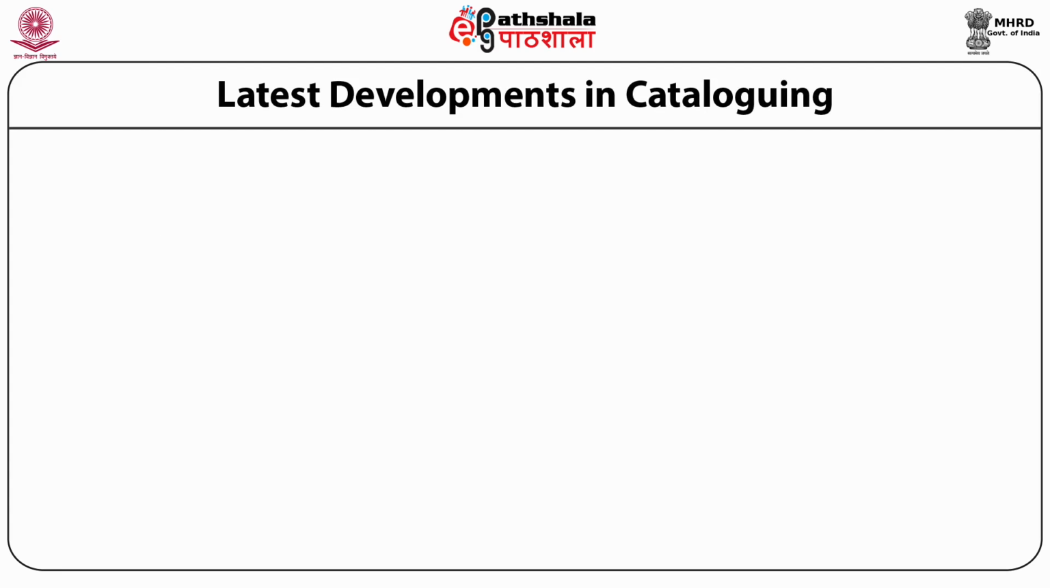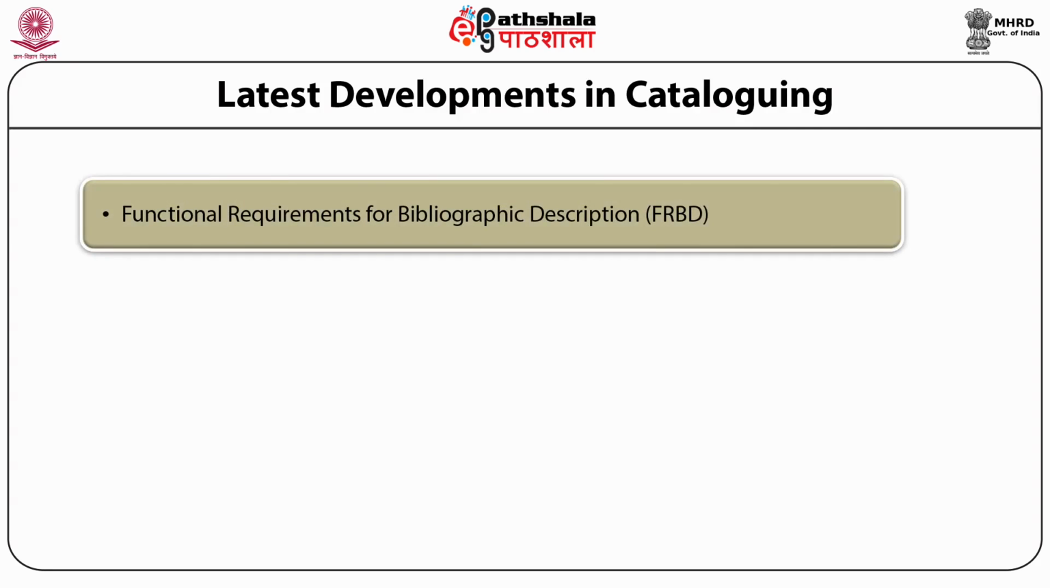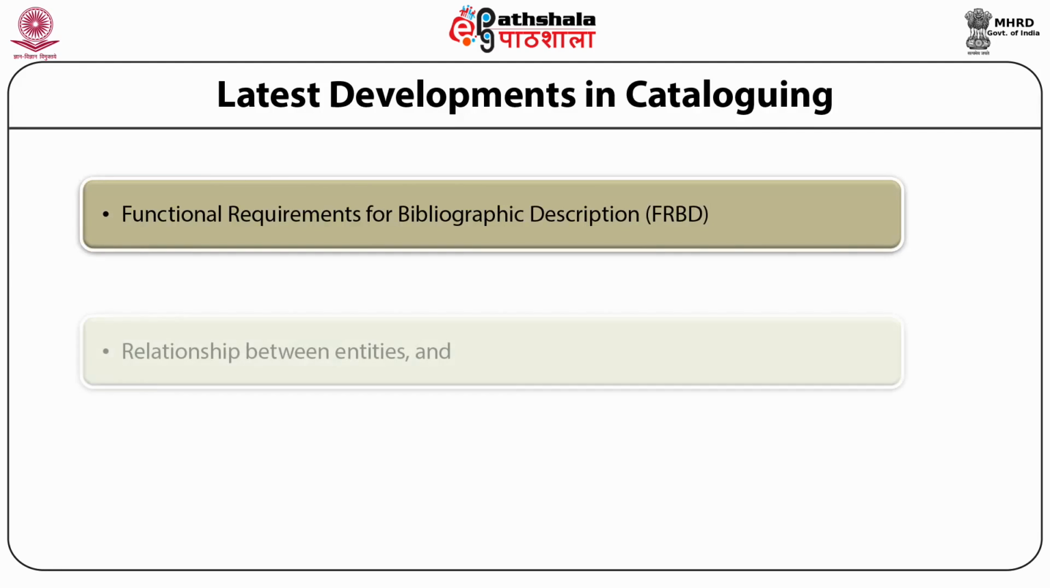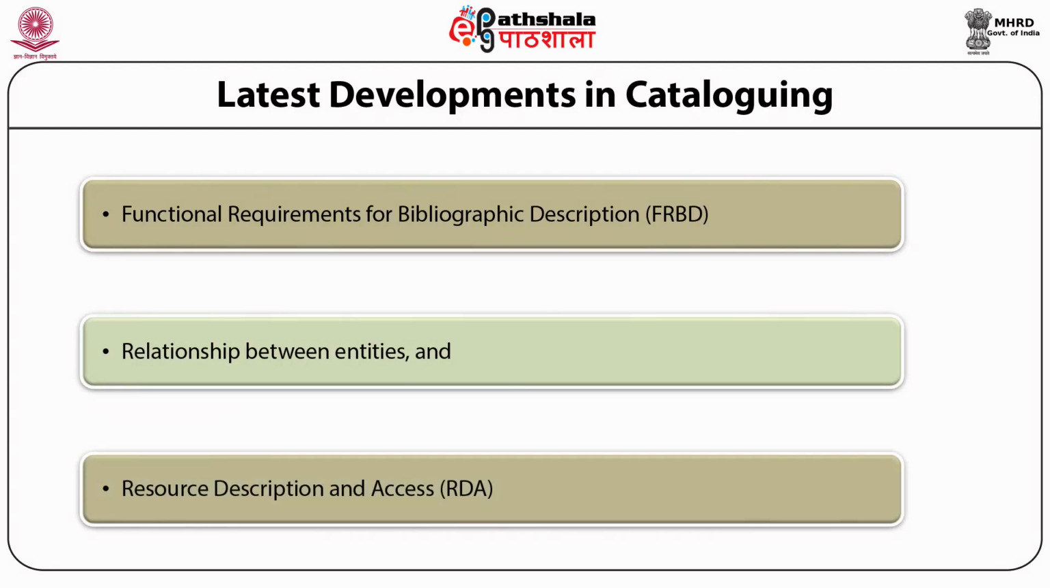Latest developments in cataloging. In fact, over the past few years, due to technological developments and the need for cataloging e-documents as well, there have been several developments in cataloging. The three major developments in cataloging are, firstly, functional requirements for bibliographic description, popularly called FRBD. Secondly, relationship between entities, and thirdly, resource description and access, referred to as RDA.